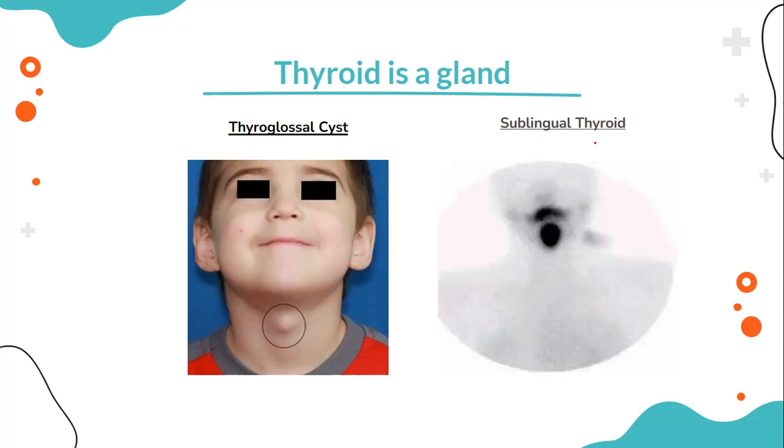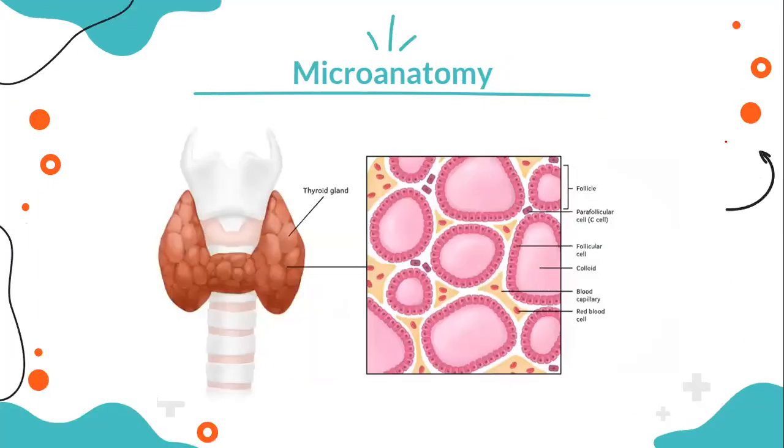These are completely functional. Both thyroglossal cyst and sublingual thyroid are functional. This tissue and this one actually work as usual as the normal or regular thyroid would. Okay, so we're going to take a closer look here.